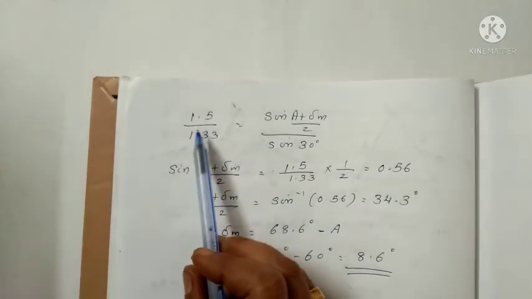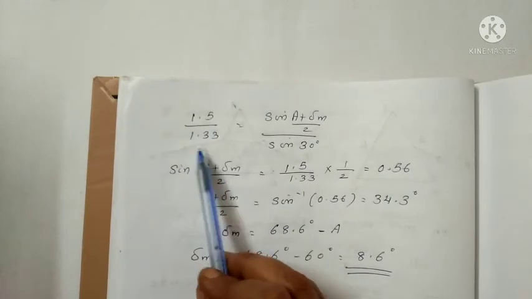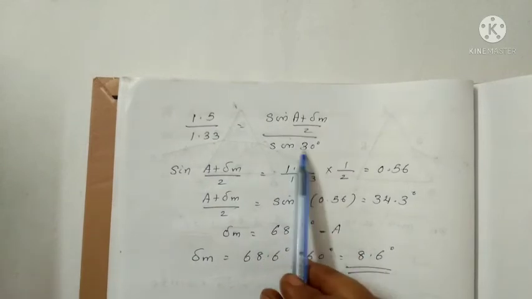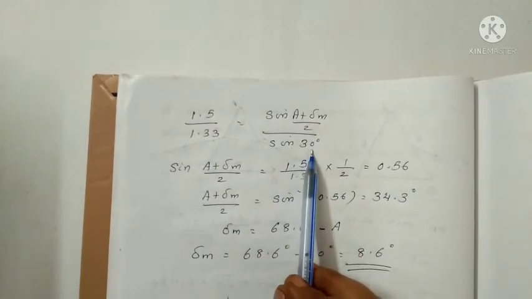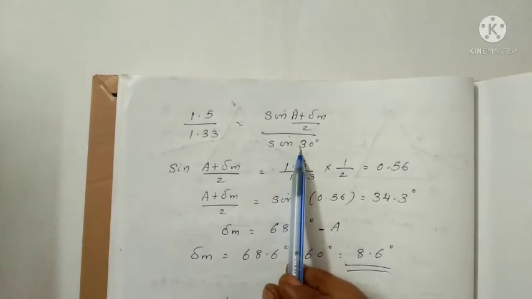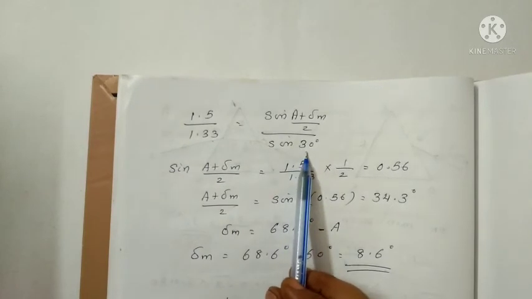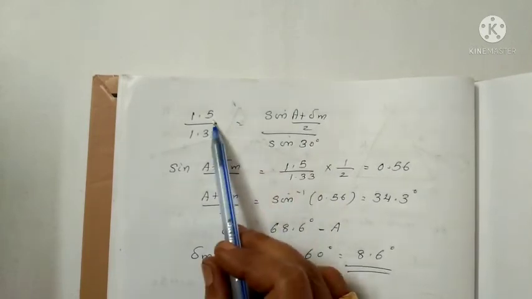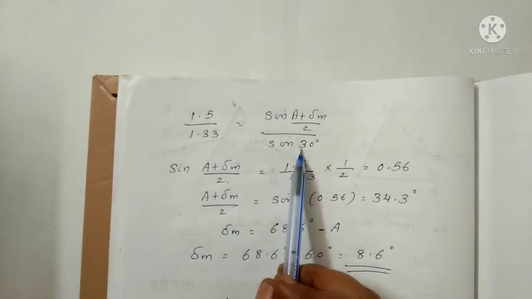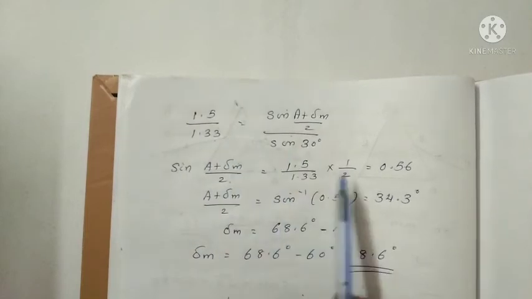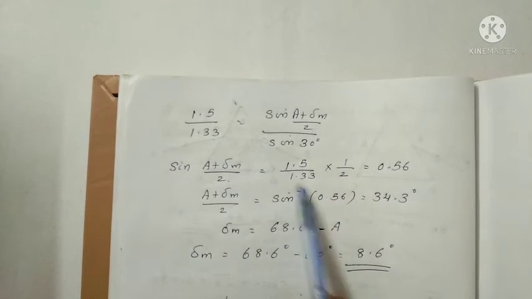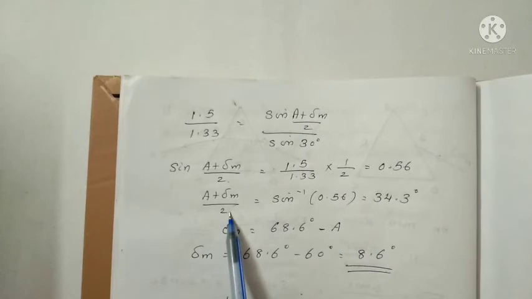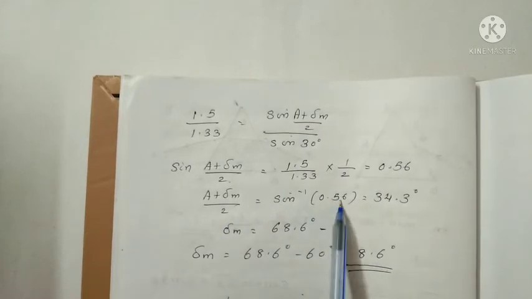Now we can substitute the values, that is Ng equal to 1.5 divided by Nw 1.33, that is equal to sin of A plus delta m by 2 divided by sin 30. So that is sin A by 2, that is sin 60 by 2, that is sin 30. So we can write sin of A plus delta m by 2 equal to 1.5 by 1.33 into sin 30. What is sin 30? That is 1 by 2. Then when you calculate this, we will get 0.56. So A plus delta m by 2 equal to sin inverse of 0.56.